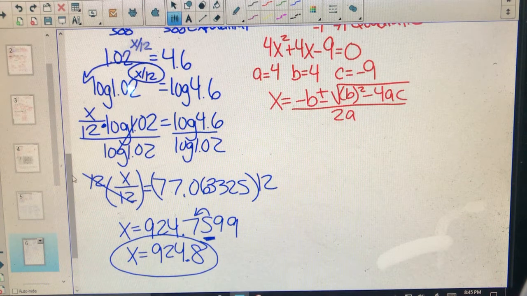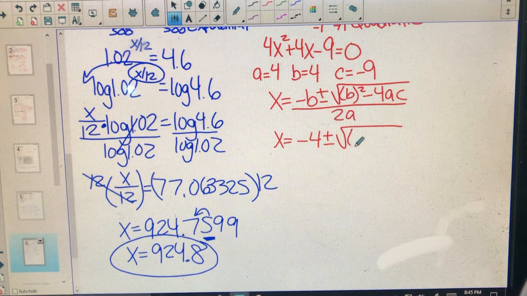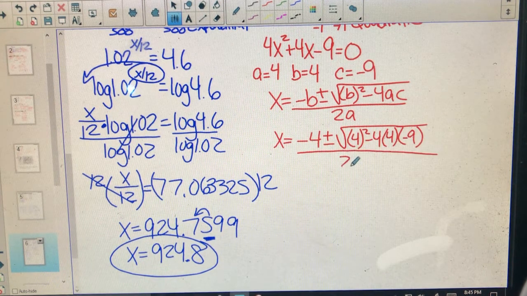When I go to plug these numbers in, I bring down the x, I bring down the equals, and I bring down the negative, and I'm going to plug in b now. B is 4. Then the plus or minus comes down, and so does my square root. Now I'm going to plug in a 4 again, squared, minus 4 times a, which is 4, times c, which is negative 9, and that's all over 2 times 4.